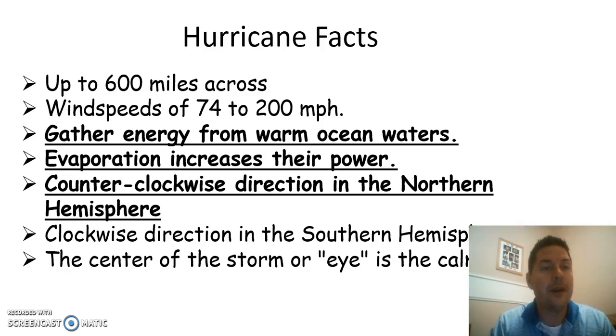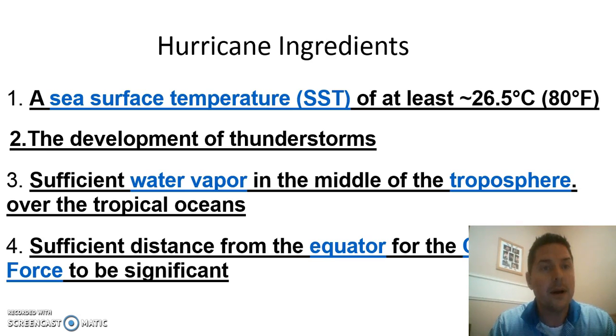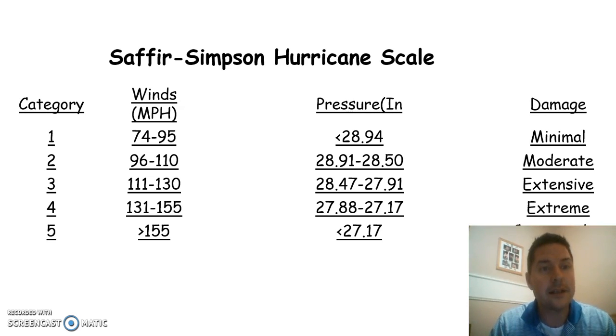Okay, so some of the information that needs to be in the paper is here. This is what you can use as part of how hurricanes form, the stuff that's underlined and in bold. This right here, same thing, how hurricanes form. This information here needs to be in your paper. And this is the scale that's here. This is the wind speeds and pressure, and over here is your damage: minimal, moderate, extensive, extreme, and catastrophic.